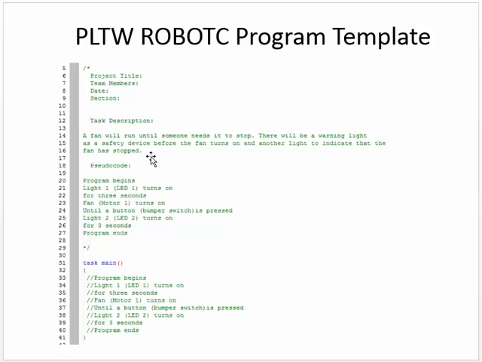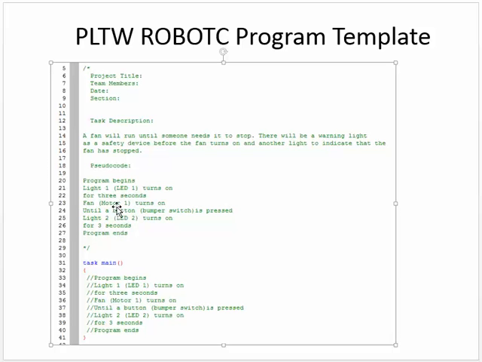This is complex behavior. Pseudocode is when we start breaking it up into its simple behaviors, its basic behaviors. The program begins. Light 1, LED turns on. After that, it's going to run for 3 seconds. The fan motor turns on until a button, which is the bumper switch, is pressed. Light 2, which is LED 2, turns on for 3 seconds, program ends.